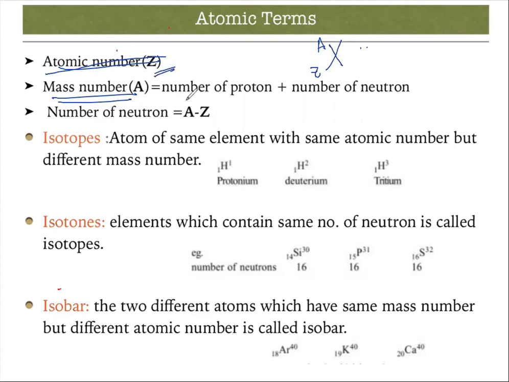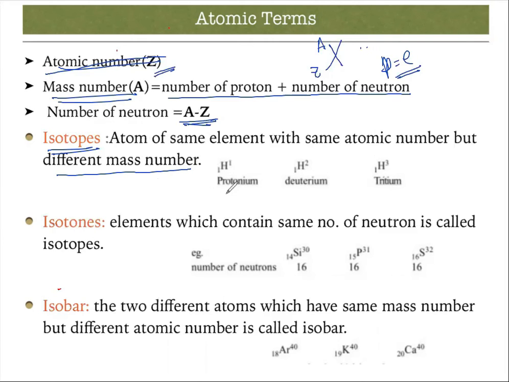Atomic mass is equal to number of protons plus number of neutrons. I think you already know this. So the number of neutrons can be calculated as A minus Z. Just remember, A minus Z is the calculation for the number of neutrons. Apart from this, we have to study the isotopes. What is the meaning of isotopes? Atoms of the same element with the same atomic number but different mass number. So the mass number is different but the atomic numbers are the same.